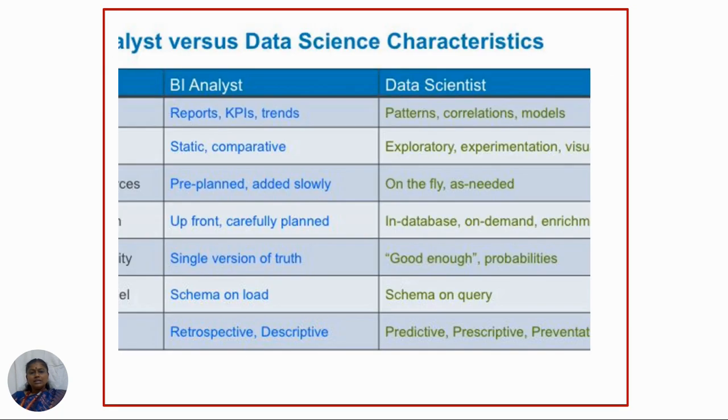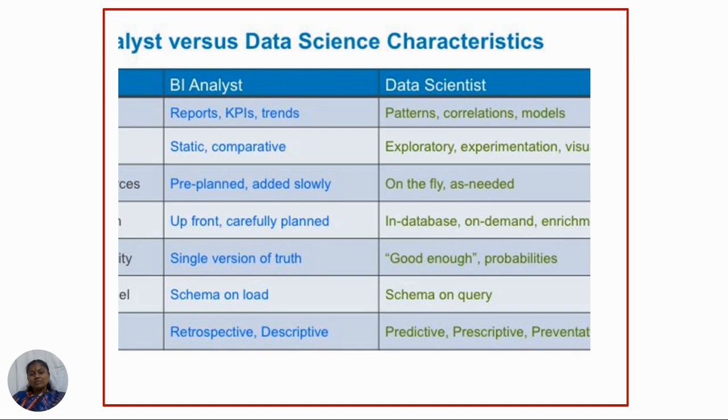So generally data scientists focus only on patterns or correlation models, whereas business intelligence analysts deal with reports. They go for KPIs or trends. The data is static in business intelligence and it is comparative, whereas in data science the data is exploratory or experimental, and we use some visualization tools.